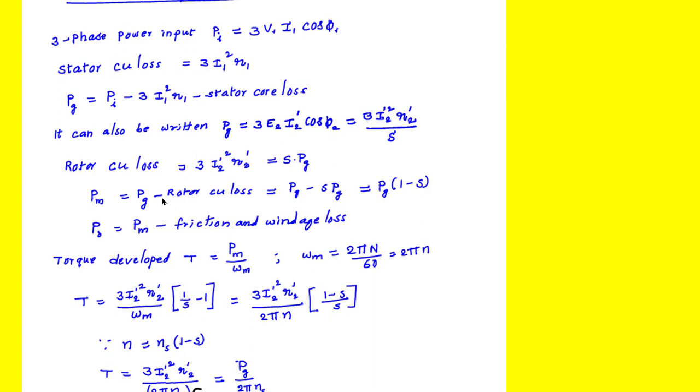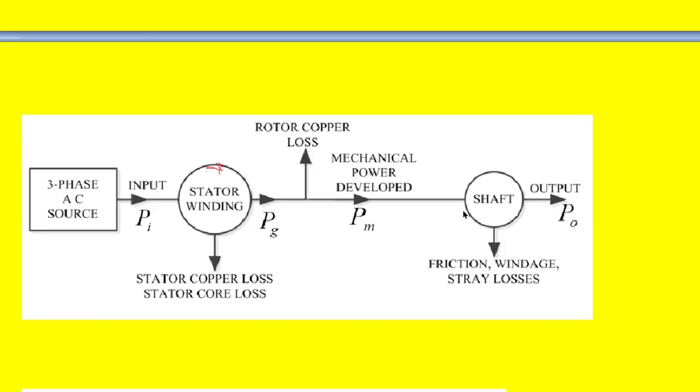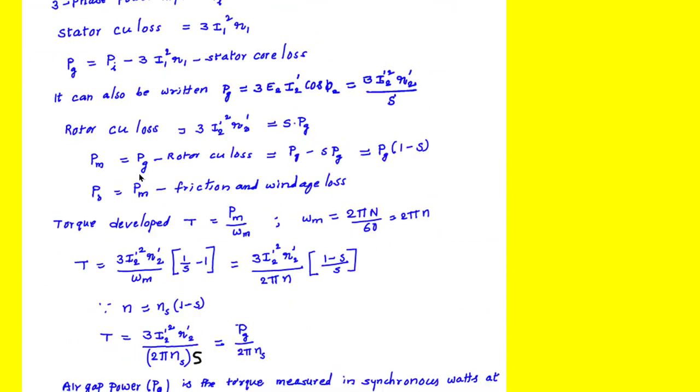Suppose we subtract the rotor copper losses from this air gap power, then whatever we get we call the mechanical power developed. That we can see in the power stage diagram also. This is the PG and we are subtracting this, then we get what is called the mechanical power developed. See here, PG minus rotor copper loss will give us the mechanical power developed. This rotor copper loss we can also represent in terms of the air gap power, that is S into PG. So from that we can write PG into 1 minus S. So we know the mechanical power developed.